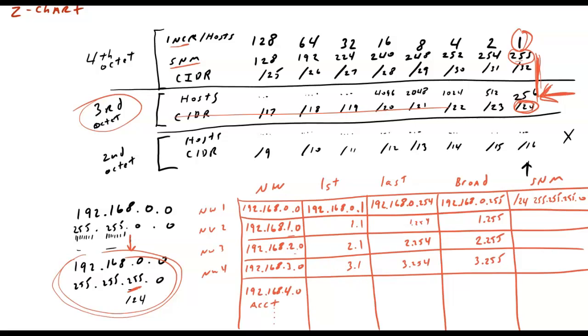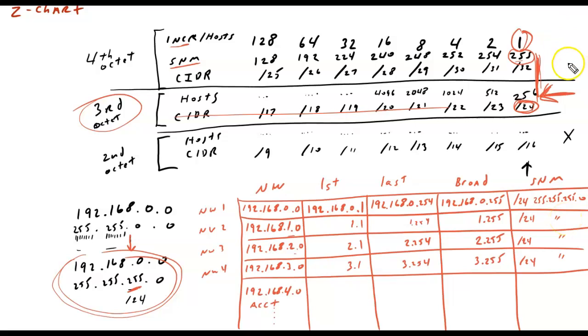Now, all of these are going to be /24s, or 255.255.255.0. I'll just make little ibid marks here. They're all 255.255.255.0.